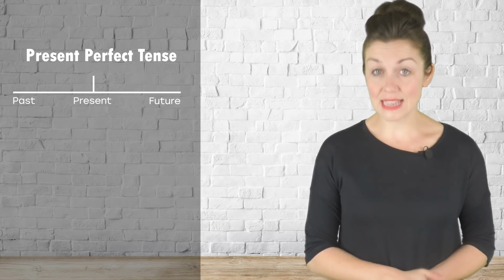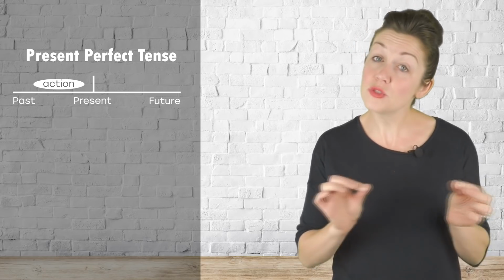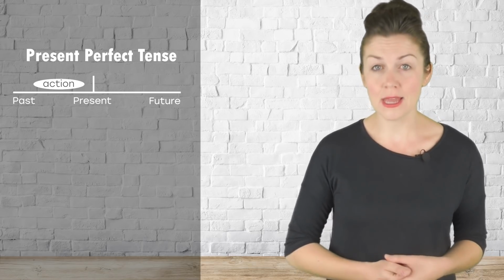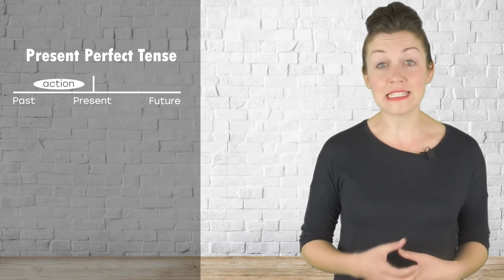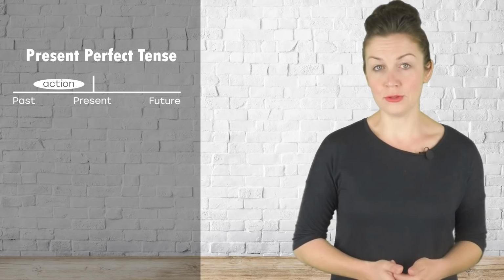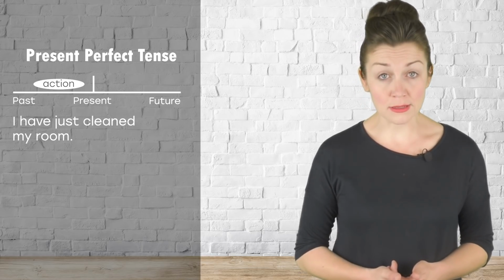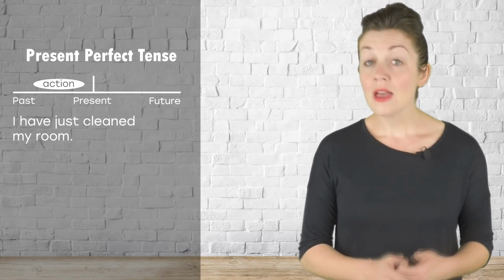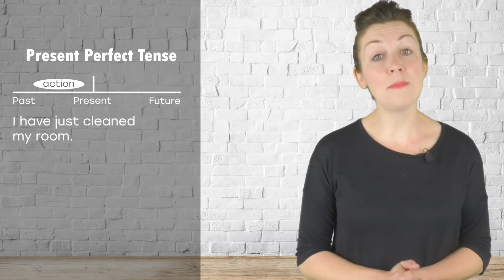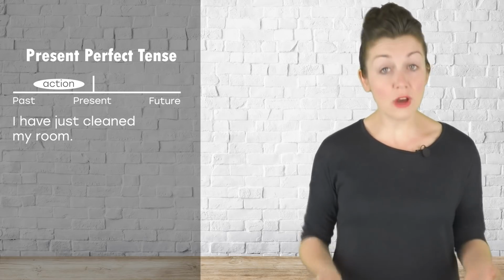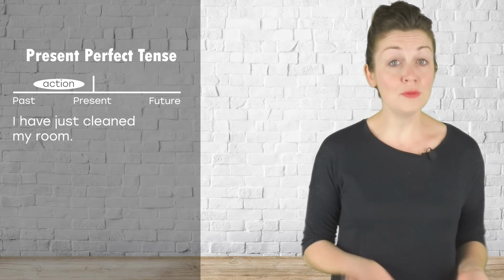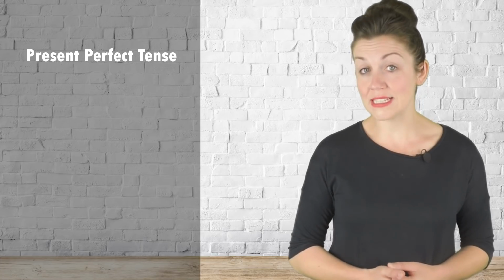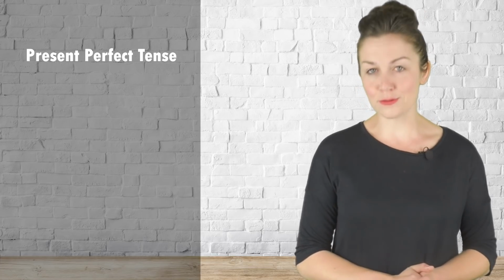The present perfect tense describes the action that has already been completed to a certain moment of time or period, but the result of this action is related with the present. For example, I have just cleaned my room. What can we say about this action? Well, the action completed in the past, but the result is seen right now in the present because the room is now clean.